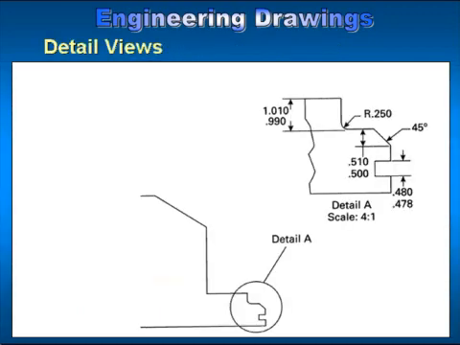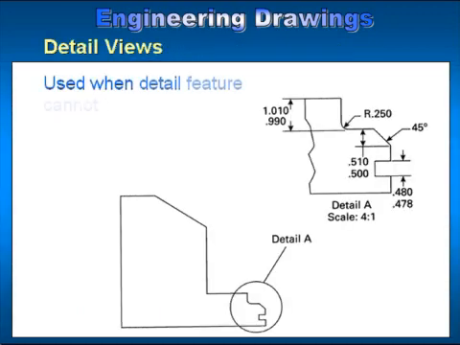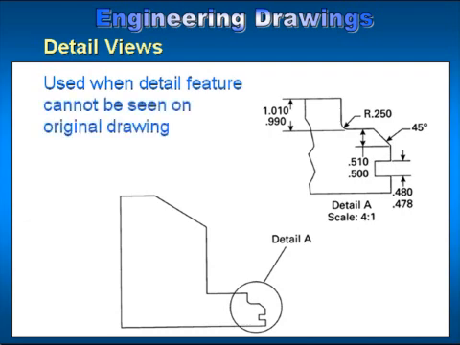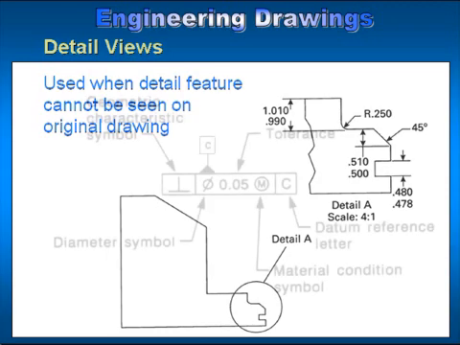Detail views. A detail view is often used when the scale of one of the main views has features that are difficult to see. You will see that this particular area of this view is circled and a line is extending from the circle and refers the reader to a detail view. For an example here, detail A. The detail view is drawn separately and enlarged for easier reading.